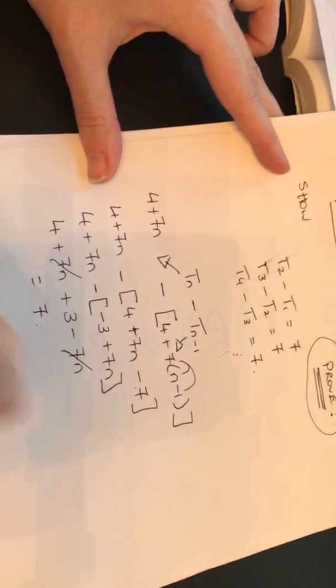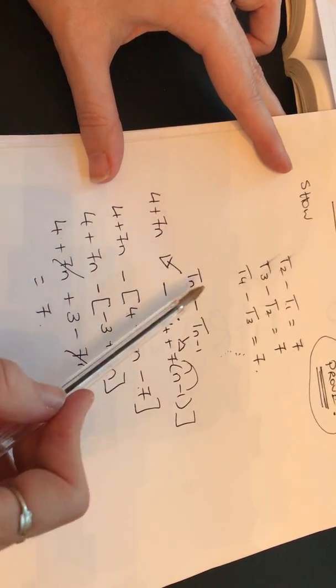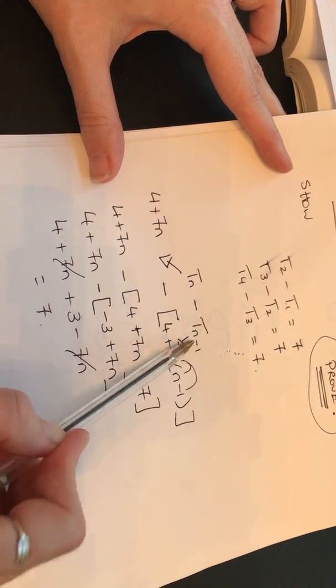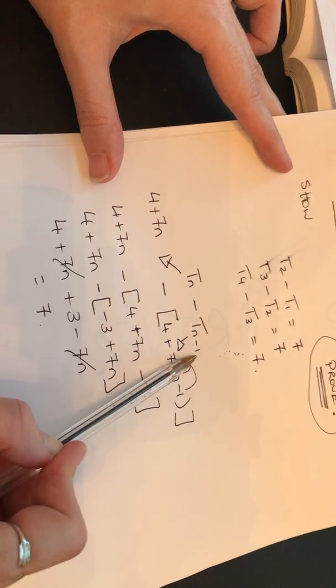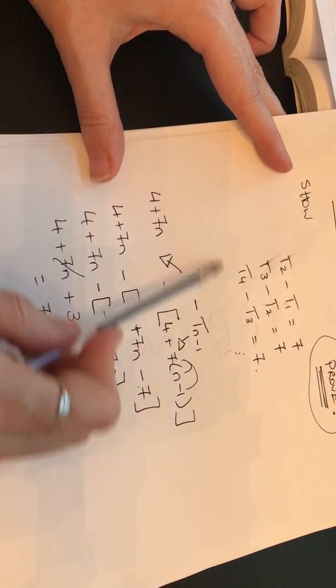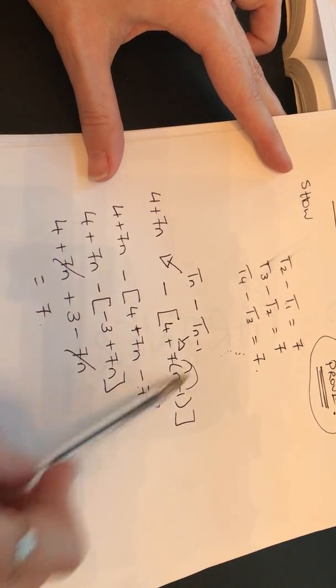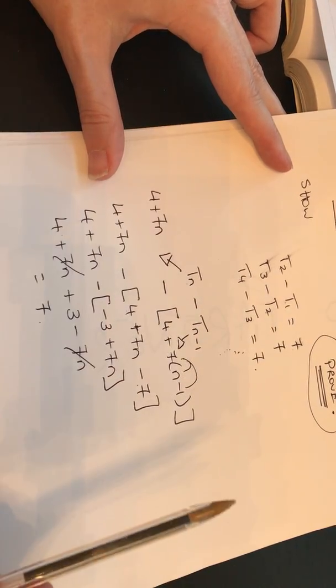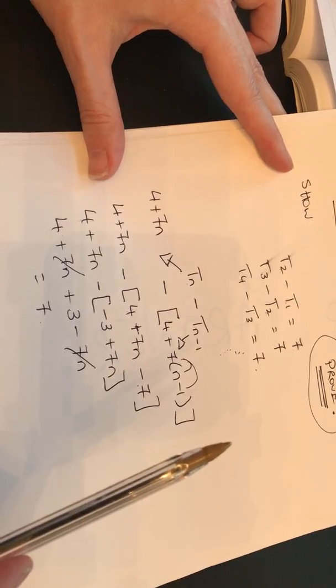I end up at 7. So it doesn't matter if it was T5 minus T4, T20 minus T19, T100 minus T99. I'm going to get the answer 7 because I did it in terms of n, in terms of algebra. That's proving that the whole sequence is linear.